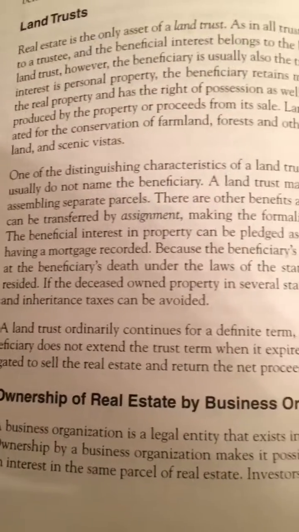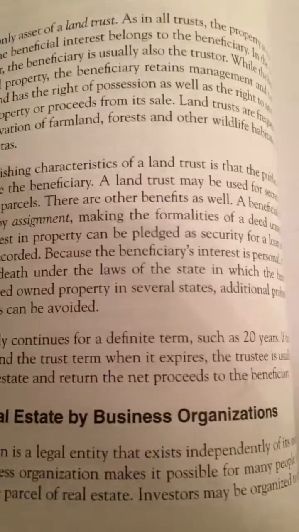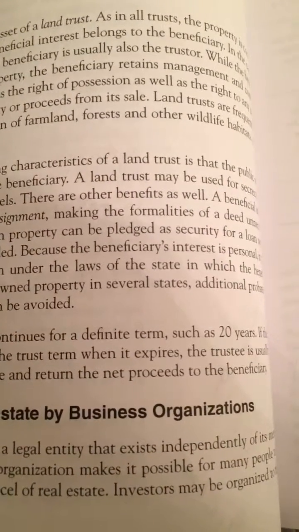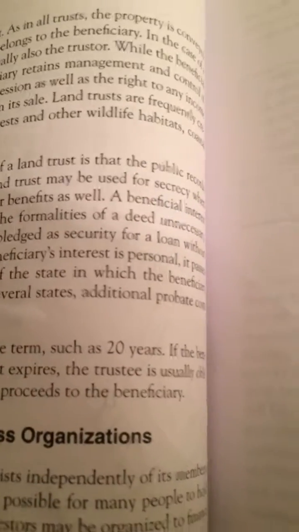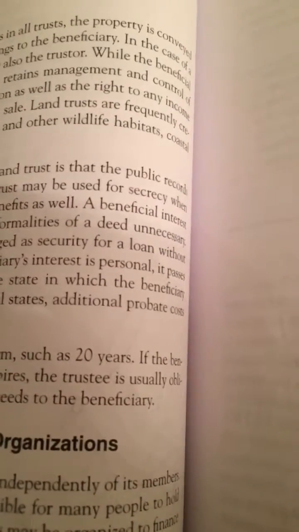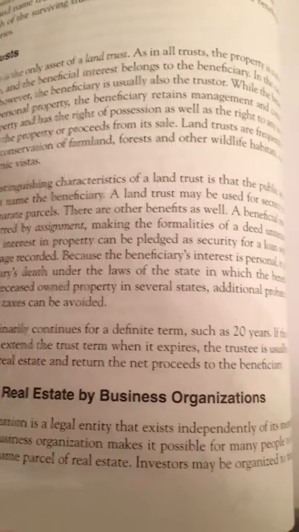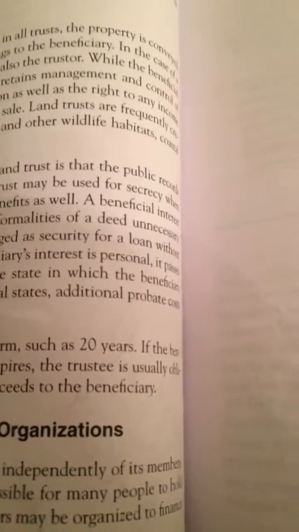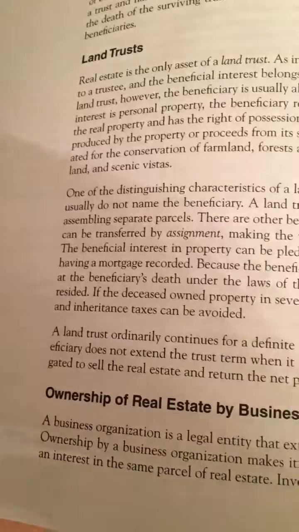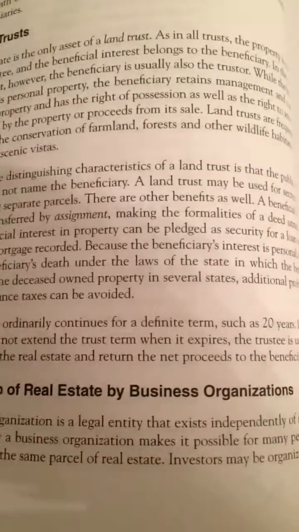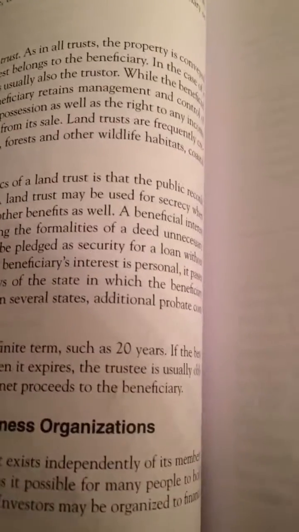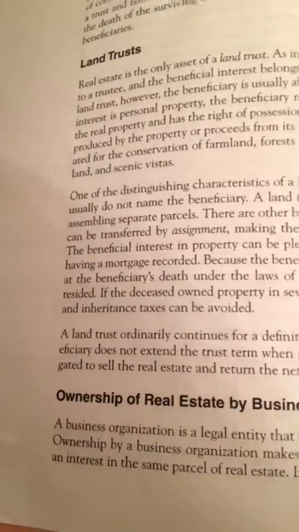A land trust ordinarily continues for a definite term, such as 20 years. If the beneficiary does not extend the trust term when it expires, the trustee is usually obligated to sell the real estate and return the net proceeds to the beneficiary.